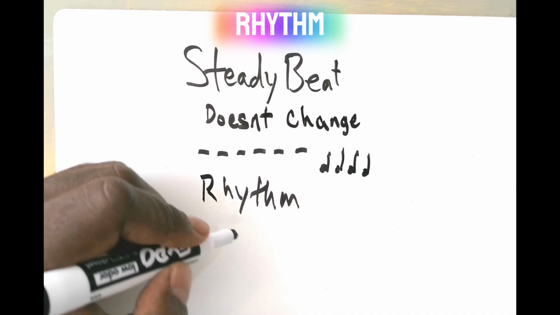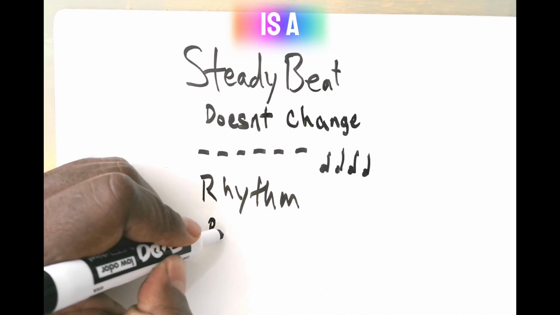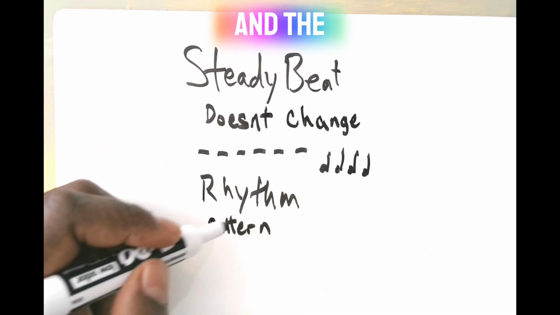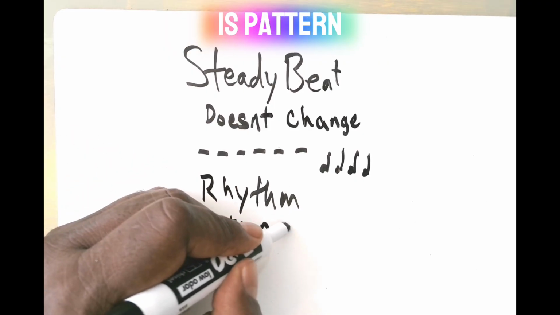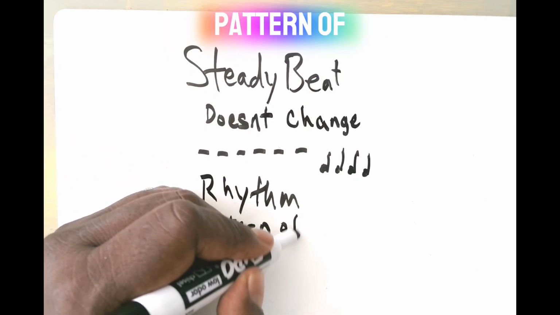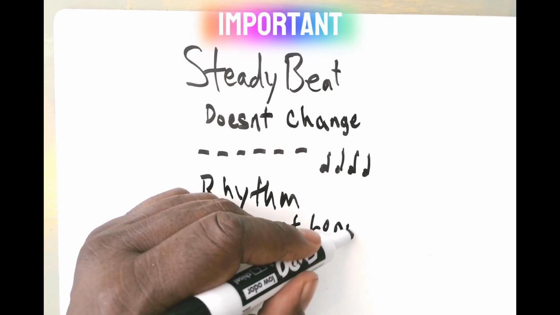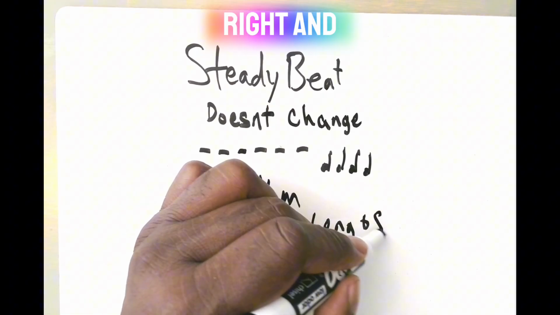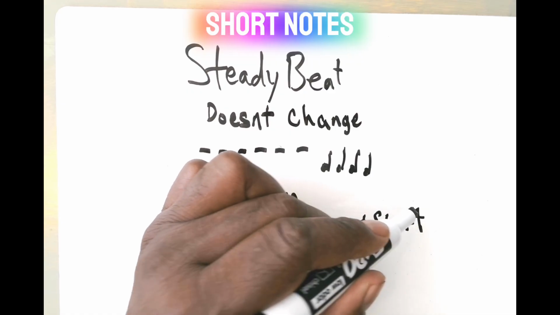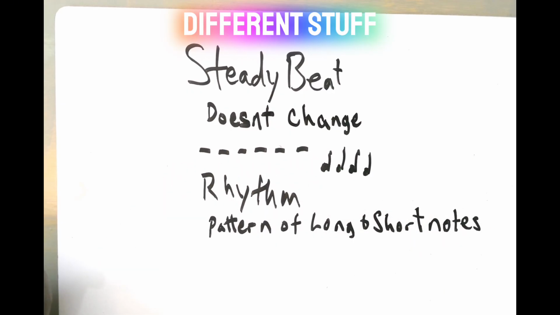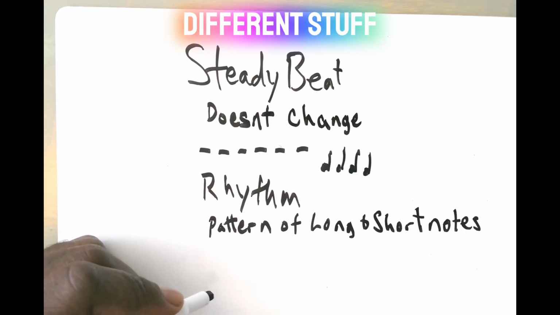When we talk about a rhythm, it is a pattern of long and short notes. That's what I usually tell everybody. And the key word there is pattern. Pattern of long and short notes. That whole phrase right there is actually really important, right? Long and short notes implies that it's different stuff, but it's a pattern of that different stuff.